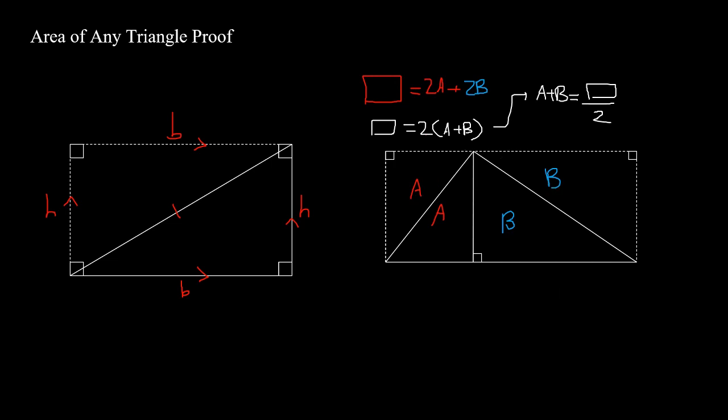So from this equation, we know that we must find the area of some rectangle. If we knew the base and the height of this rectangle, then we could find the area of the rectangle, and by extension, we could also find the area of this giant triangle over here. So that's pretty much all we need to know. Now we can get on with the actual proof.